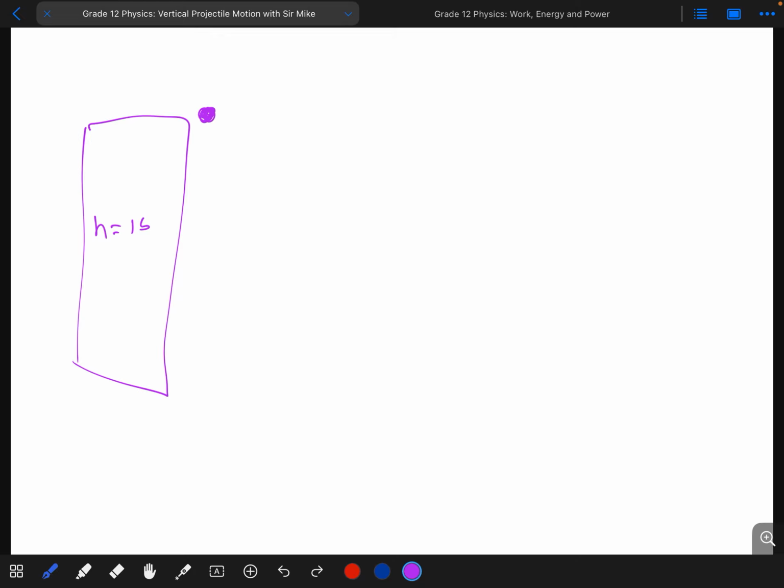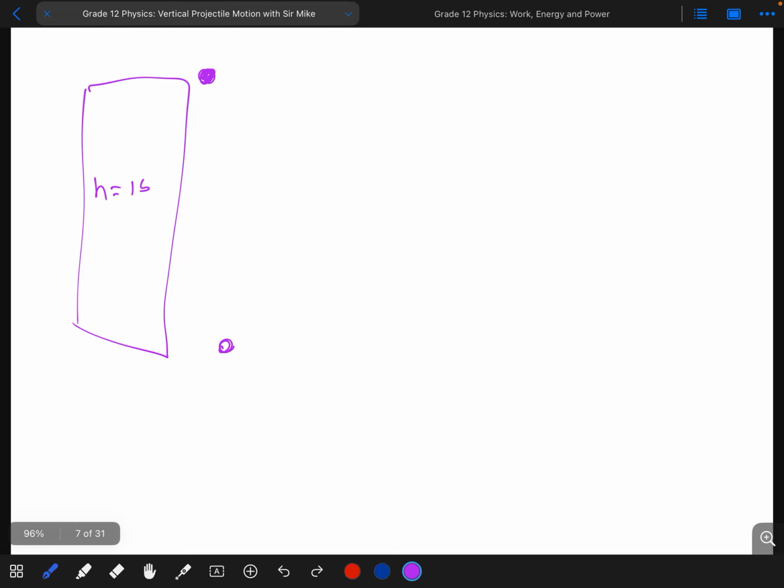and 2 seconds later you project an object from the ground. Let's say this is object B, and that's object A. What will happen is that these objects will pass each other at some point. Let's call that point D. Suppose this one has been moving downwards, and this one is moving upwards.